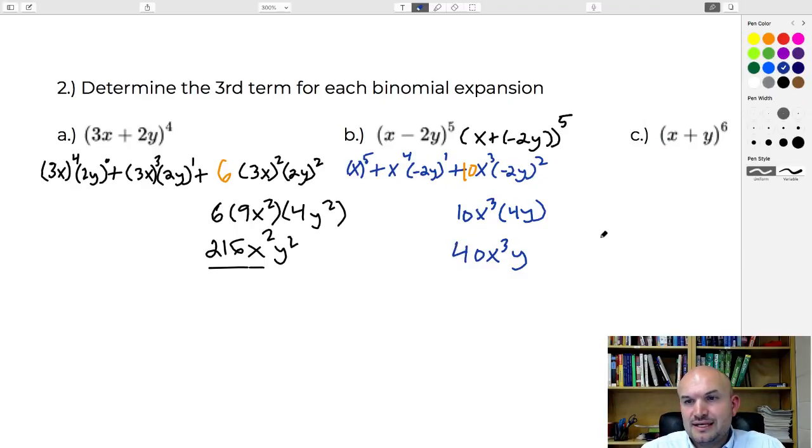All right, now let's go ahead and get into, wait, that's squared. Don't forget the squared. That's 4y squared, right?